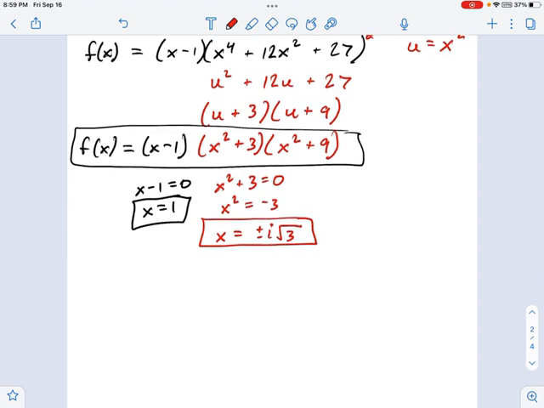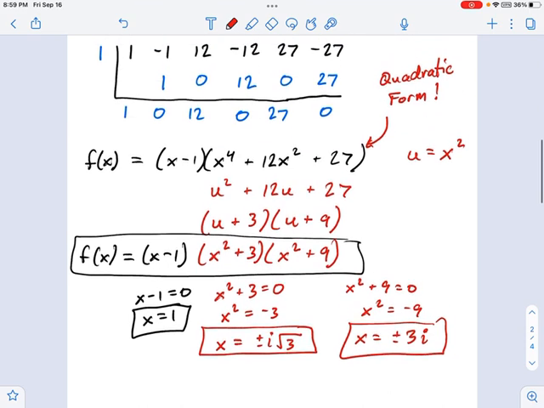Now this last one over here, we have x squared plus 9 equals 0. So in this case, that would be x squared equals negative 9. That means x equals plus or minus the square root of 9, plus or minus 3i. Okay, so there are my 5 roots. 4 of them are imaginary. 1 of them is real, like I've written here, and that is the end of the problem.